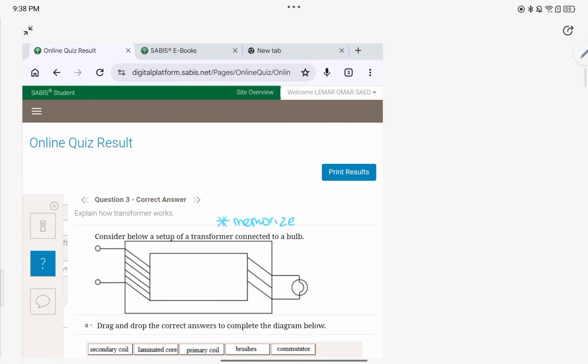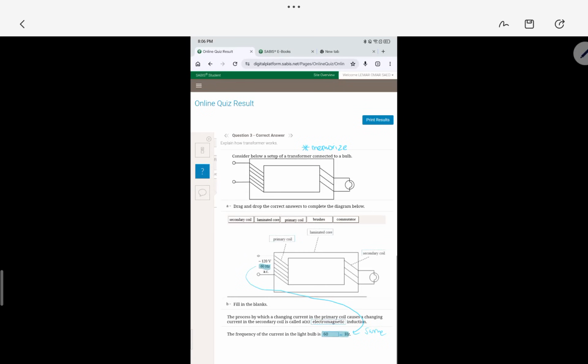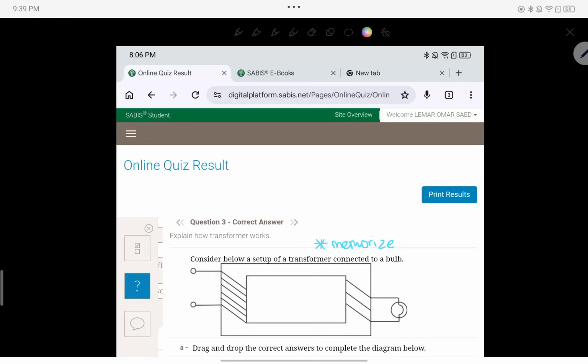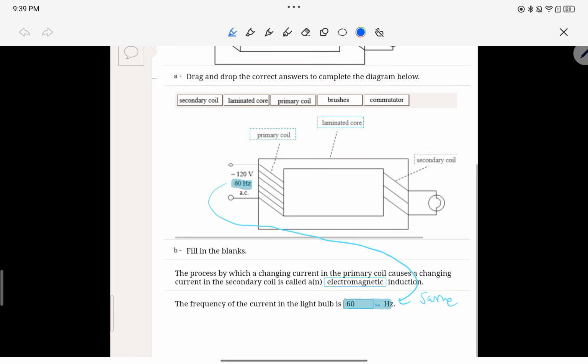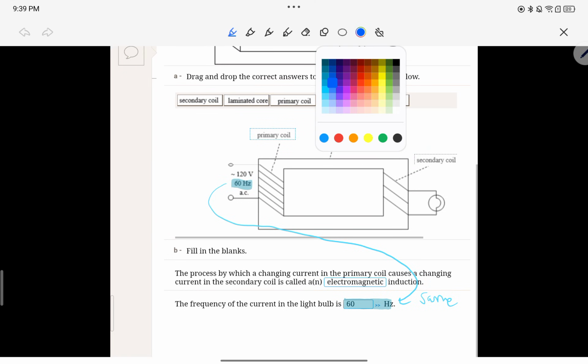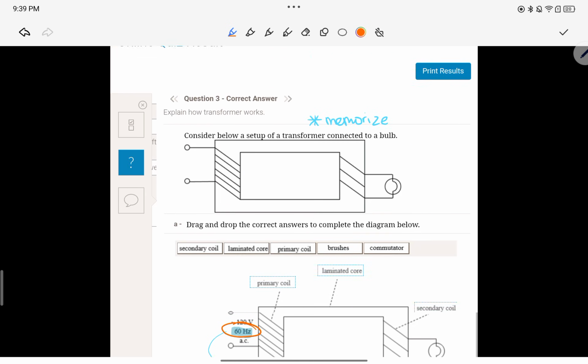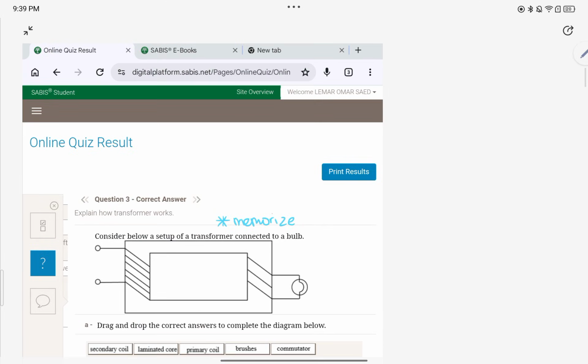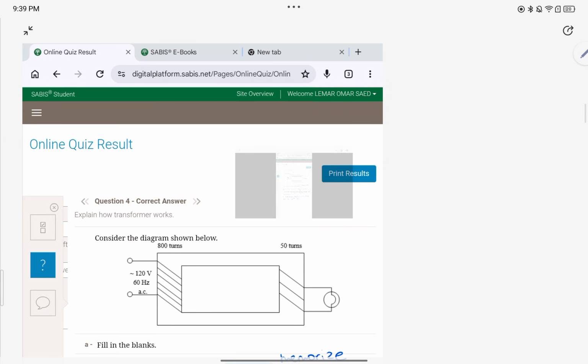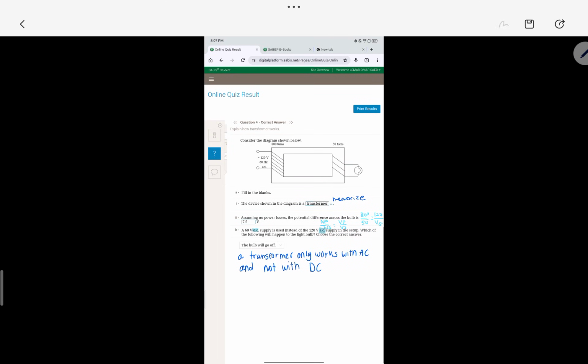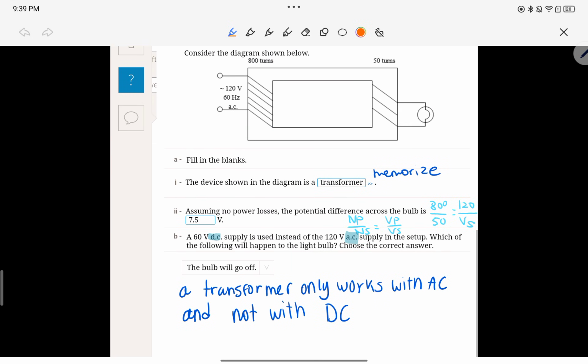Okay, so now question number 3. You have to memorize it. In case some people don't know, you just take the exact same one. It's 3 marks. Now this is another one, and you have to memorize this.